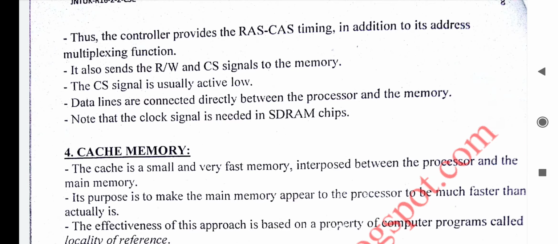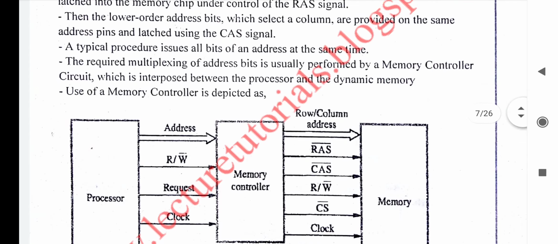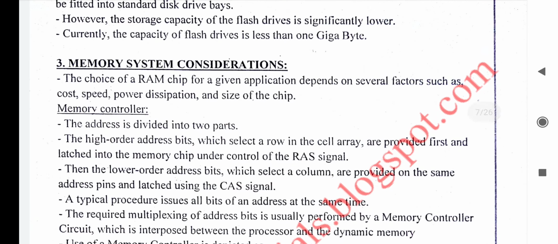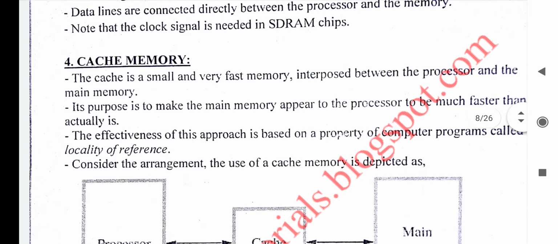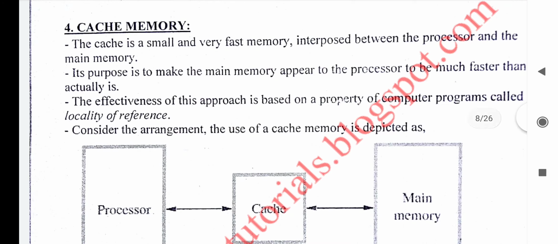Right, this is about memory system consideration, that is, the memory controller. Then we go to cache memory. The cache is a small and very fast memory. I told you so many times, cache memory is also called the fastest memory, and it is very small and very fast.